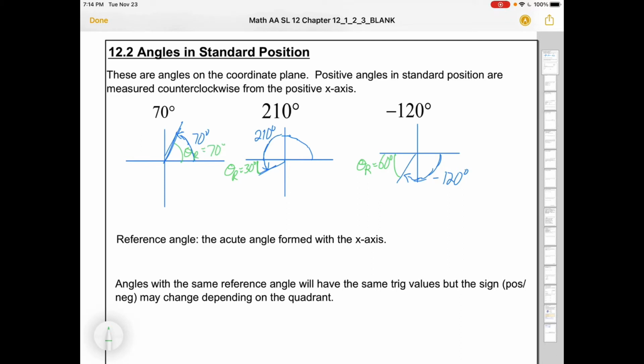Angles that have the same reference angle are going to have the same trig values, but the sign, S-I-G-N, whether it's positive or negative, is going to change depending on the quadrant. And we'll take a look at that with a couple of examples.